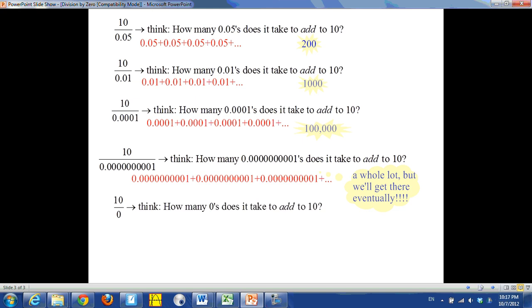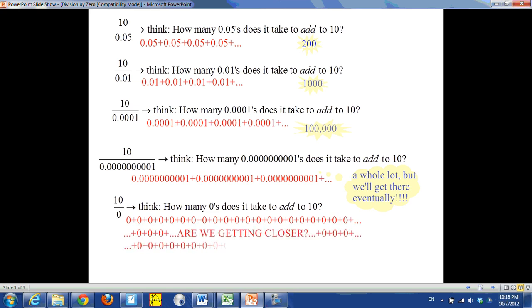Now, my final question. What if we divide 10 by 0? How many zeros are there in 10? Or how many zeros does it take to add to 10? Well, are we getting closer? We're sure adding a lot of zeros. Whew. It's tiring.